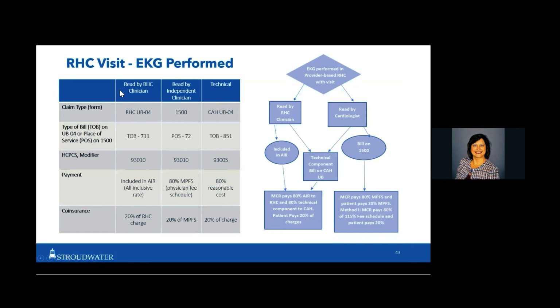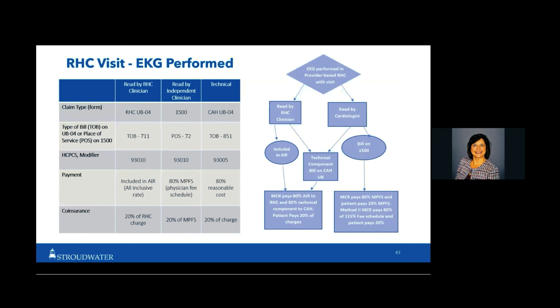This is a graph to tell you what type of claim form would be used. So if it was read by an RHC clinician, what form they would use with the type of bill, the HCPCS and the modifier, and then the payment and co-insurance. So you can see that there are 3 different things. The technical is always split out, no matter who provides the service. But if it's read by an independent clinician, they bill on a 1500 form. But if it's read by an RHC clinician, the RHC would bill for the services.